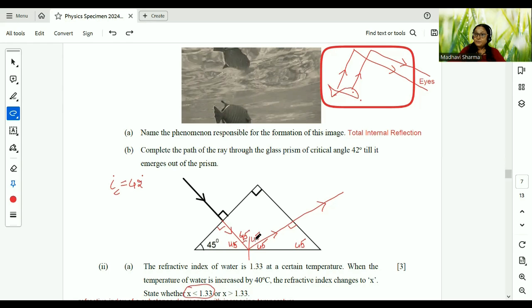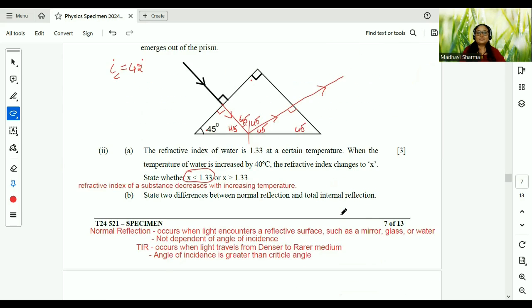Why reflection and not refraction? Because 45 is greater than 42. Following the laws of reflection, 45, 45, it comes out. This is 45, this is also 45. This is also 45 following the sum angle property, 90, 45, 45. 45, 45, 90 goes out undeviated.